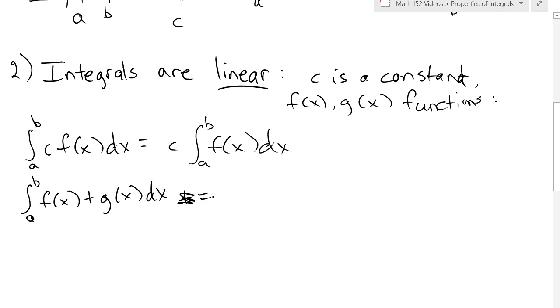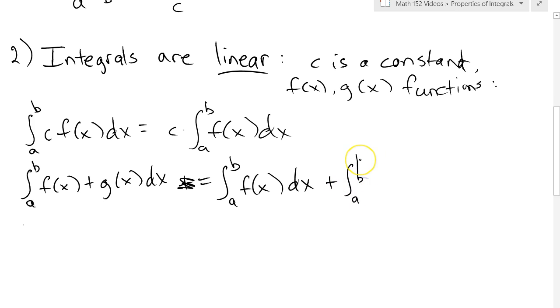You can just break that up. Both integrals go from a to b here. So I'm not breaking up the region, I'm breaking up the integrand. Oh, by the way, the thing inside the integral, the function, is called the integrand. So that's the integral of f of x dx plus the integral from a to b of g of x dx.